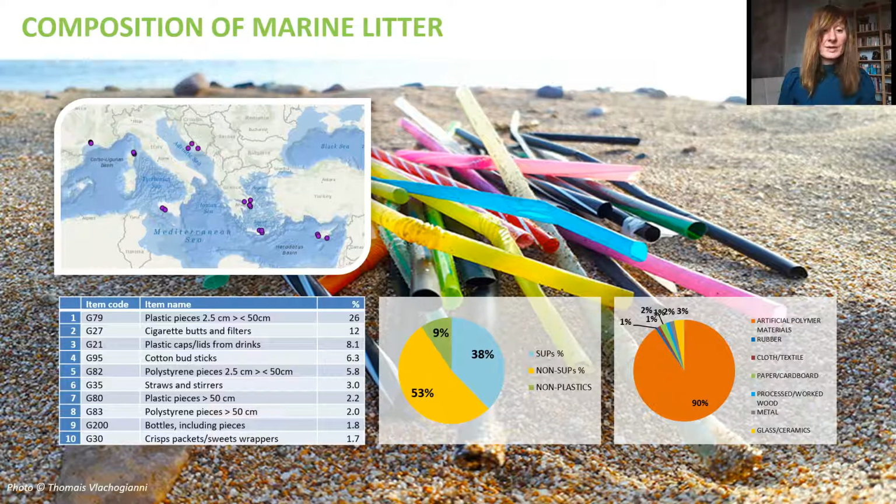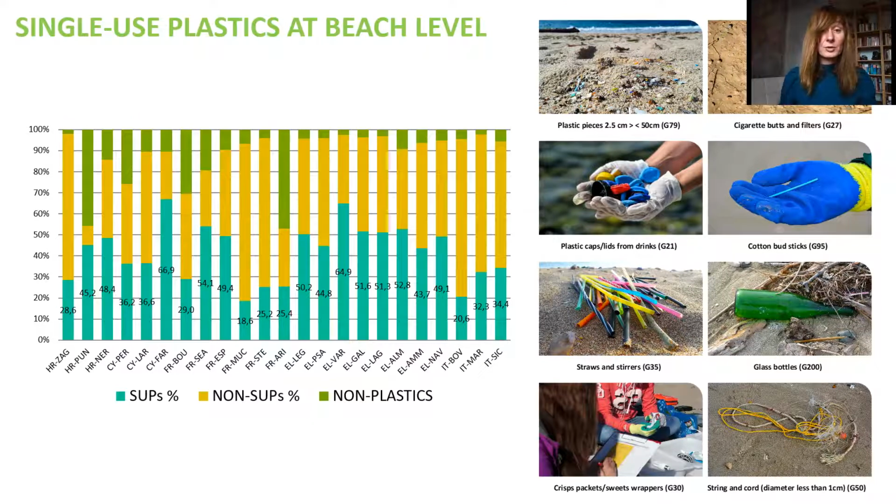items found. So we see that plastic pieces were the most frequent item found, followed by cigarette butts and filters, plastic cups from drinks, cotton bud sticks, polystyrene pieces, straws and stirrers, and so on. And these results indicate that the majority of beaches were located in tourism and recreational locations.